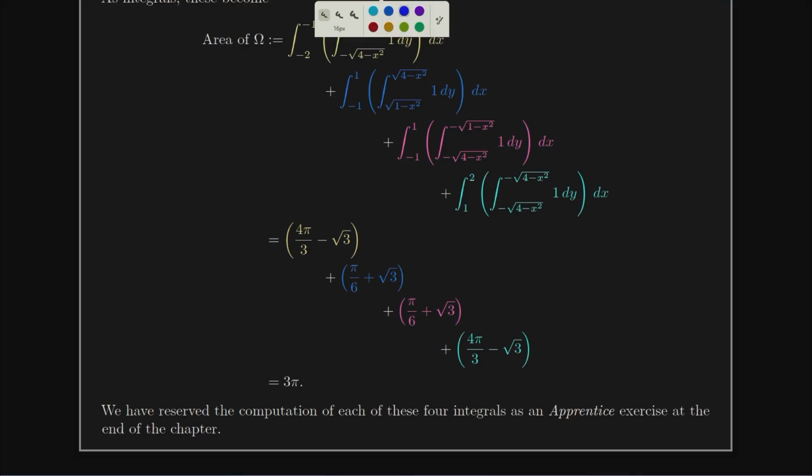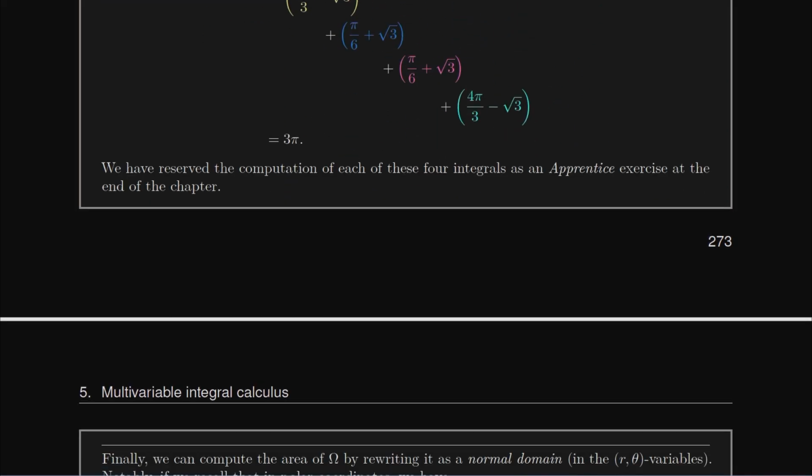And the area of the first piece is 4 pi over 3 minus root 3. The area of the second is pi over 6 plus root 3. The area of the third is pi over 6 plus root 3. And the area of the fourth is 4 pi over 3 minus root 3. You add all those together, and lo and behold, you get the right answer. It's just really not fun. So hopefully there's a better way of integrating this with multi-dimensional calculus.